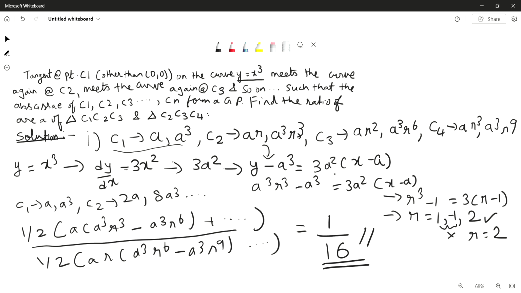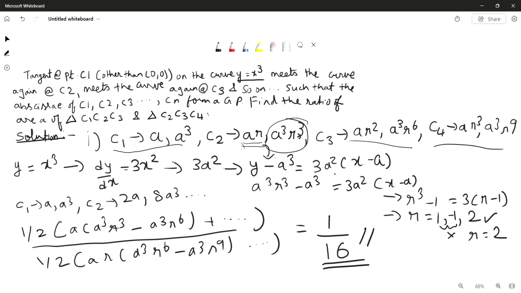Notice that if the abscissa is in geometric progression, the ordinate in this question is also in geometric progression, right? What is r? r is the common ratio, as we know, between consecutive terms. And C3 to be this, C4 to be this, right?